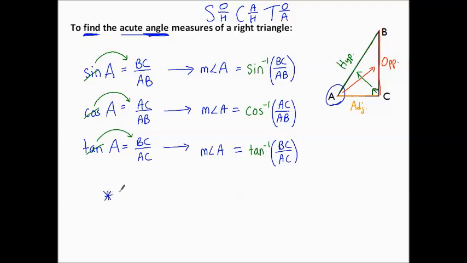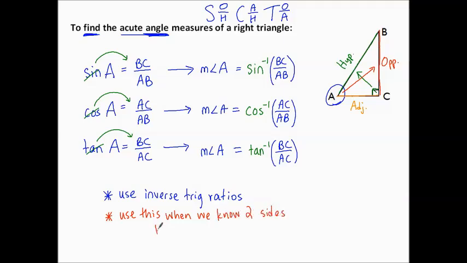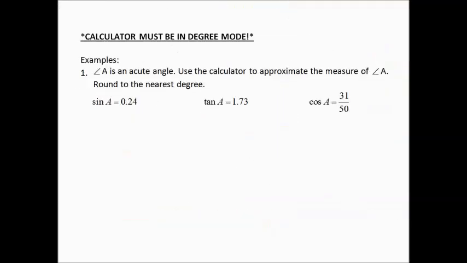So a couple things that we're doing here, we are using inverse trig ratios. And when we're using it, we use this when we know two sides and need an acute angle. So we have to use two sides that we know. Let's take a look at how we do that.